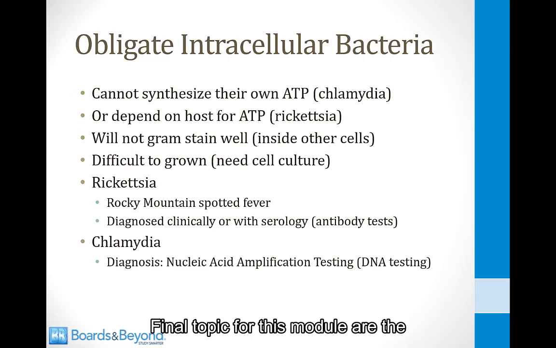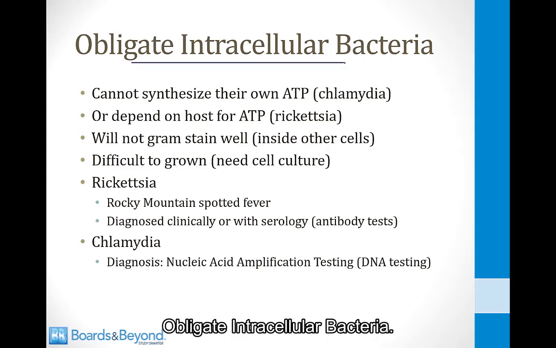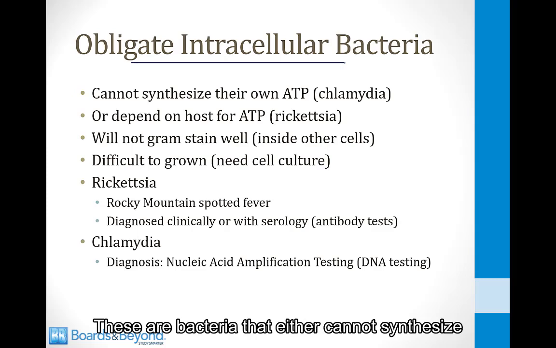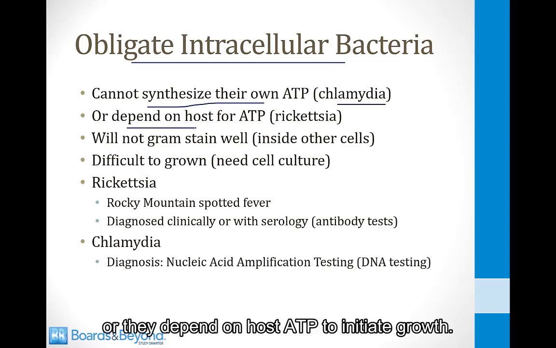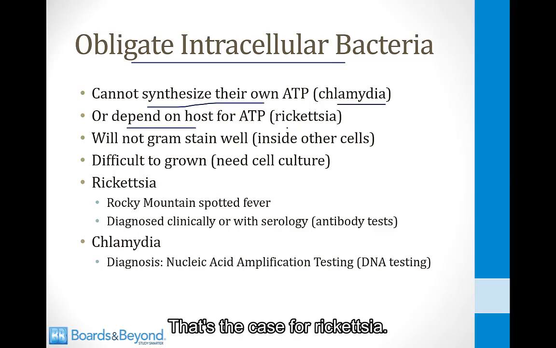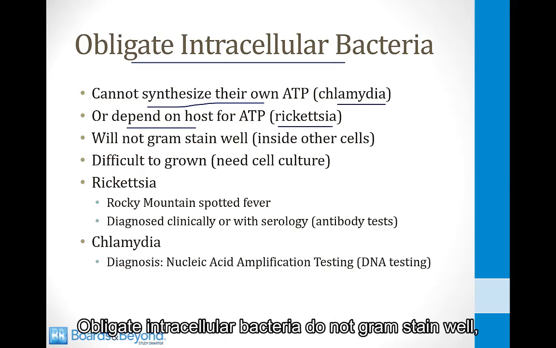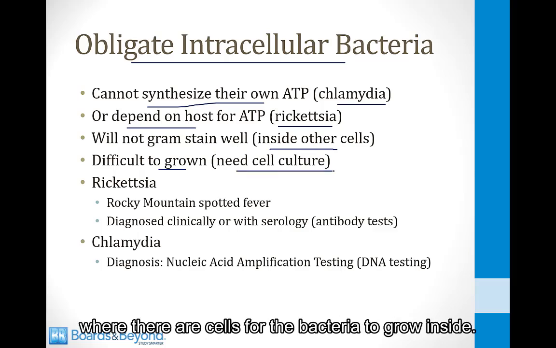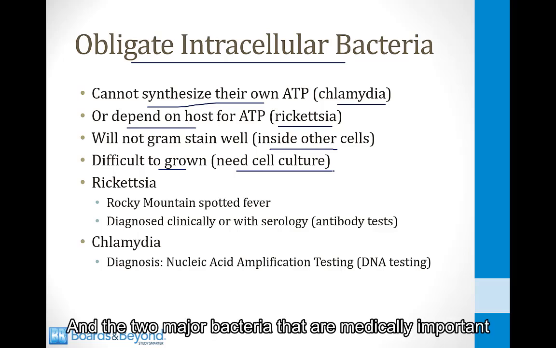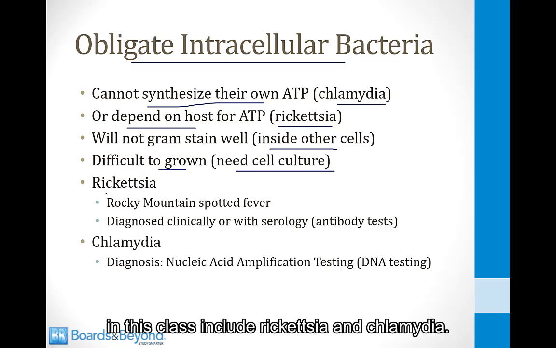The final topic for this module are the obligate intracellular bacteria. These are bacteria that either cannot synthesize their own ATP, that's the case for chlamydia, or they depend on host ATP to initiate growth, that's the case for rickettsia. Obligate intracellular bacteria do not gram stain well because they're found inside other cells, and they're usually difficult to grow. You need to have a special cell culture where there are cells for the bacteria to grow inside. And the two major bacteria that are medically important in this class include rickettsia and chlamydia.